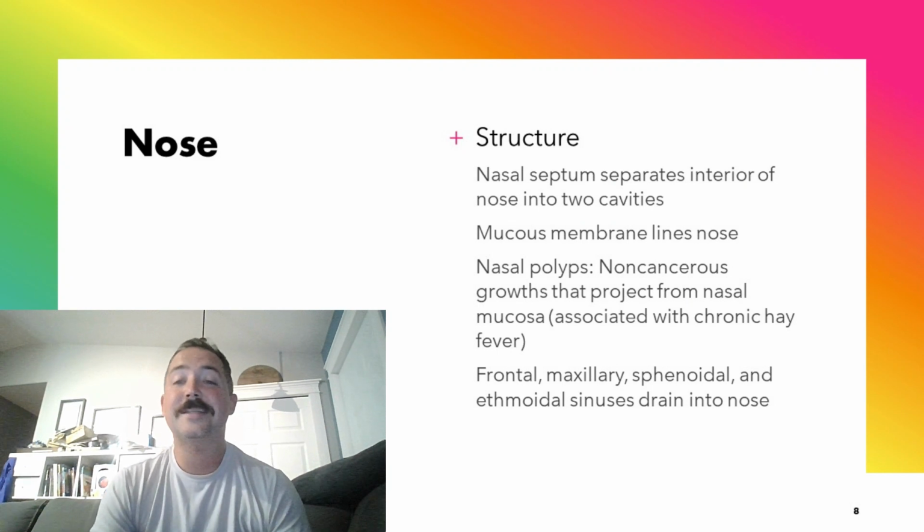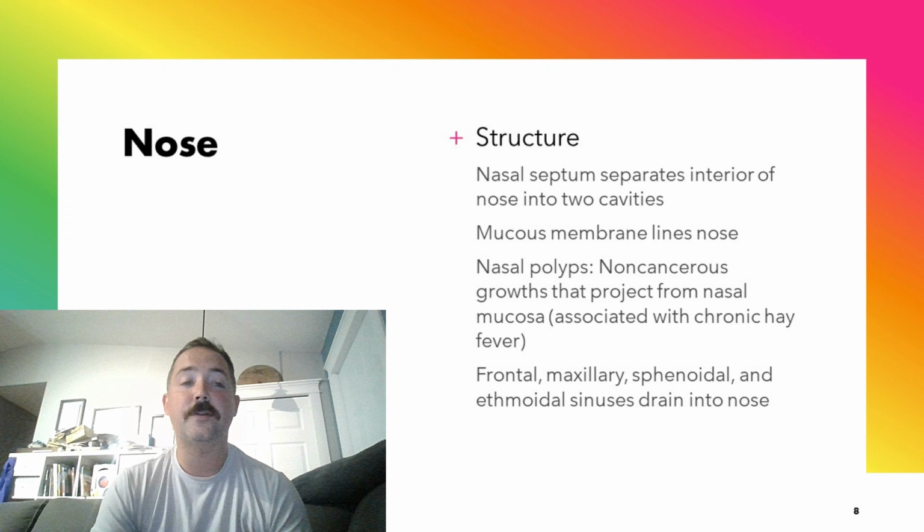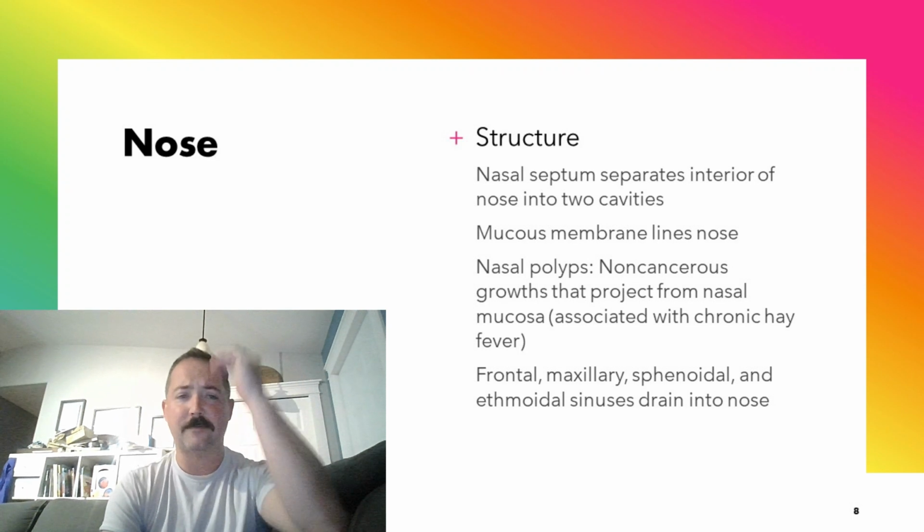Mucus from chambers around your nose, called sinuses, drain into the nasopharynx, and that also helps with the filtration of air. Inside the nose, there are three bones that divide the nose into these different turbinates, or different levels. This increases the surface area of the mucous membranes and ensures that air passes over them as we inhale.